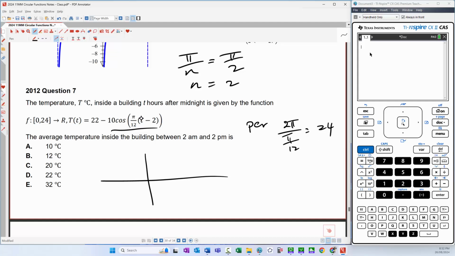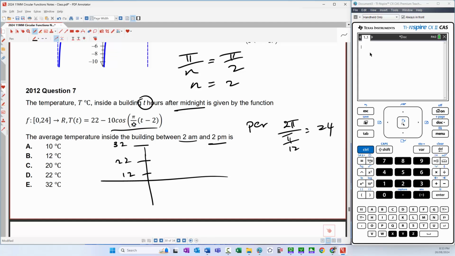Now we can see also that this function has moved 2 units to the right, and we're looking for the average temperature between 2 a.m. and 2 p.m., and the starting point is after midnight. Okay, so let's get an idea of what this looks like. So we've got a vertical translation 22 units up, amplitude of 10, so it's going to top out at 32, bottom out at 12, not to scale.